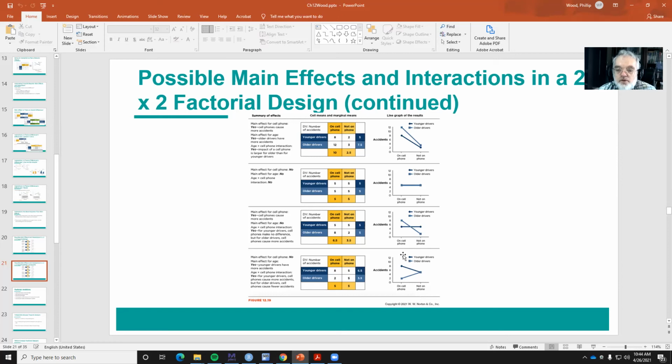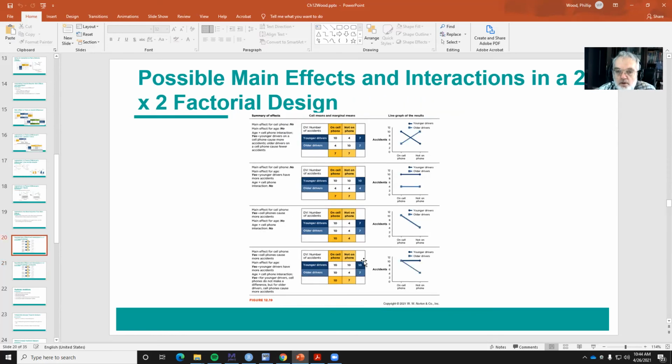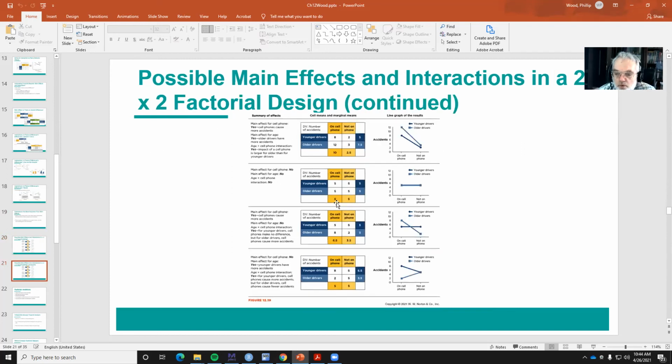And similarly, for this last example, I've got an interaction going on, but if you're not on the phone, the accident rate is the same regardless of whether you are young or old. But if you're on the cell phone, our younger drivers seem to be more prone to accidents than the older ones. I think that's probably flipped in reality. But visually speaking, spend your time thinking about figure 12.19, because that's the language with which you interpret what is going on.